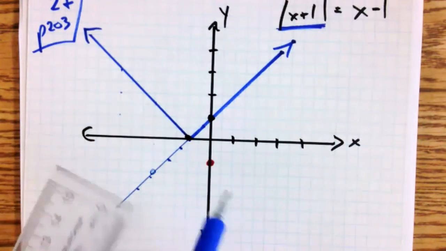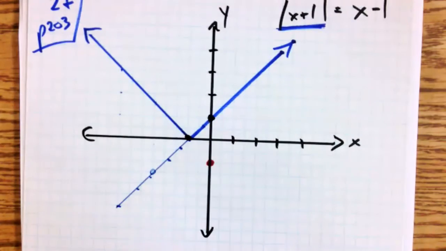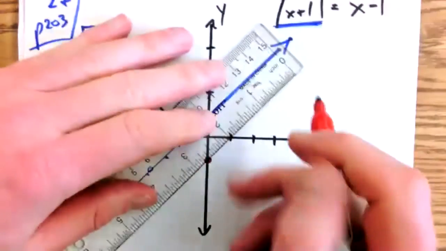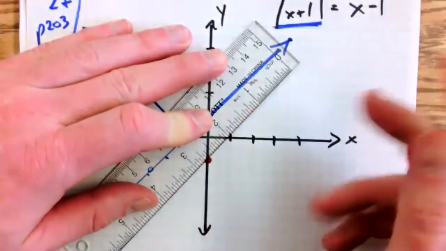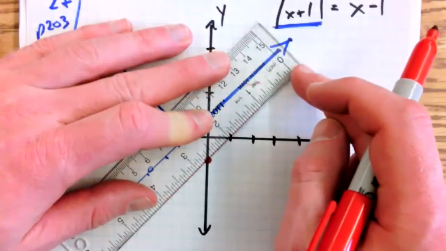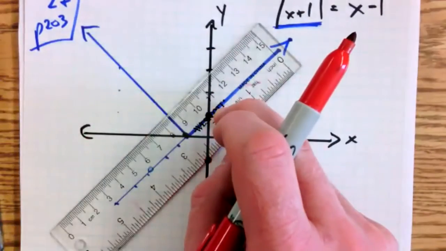But to continue on with this x minus 1, there's not going to be any solutions because they're parallel lines. Did I say you can get out of your seat, Nathan? Do you have the graph paper? Take as many as you want.